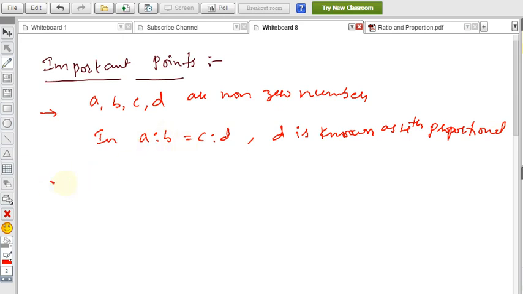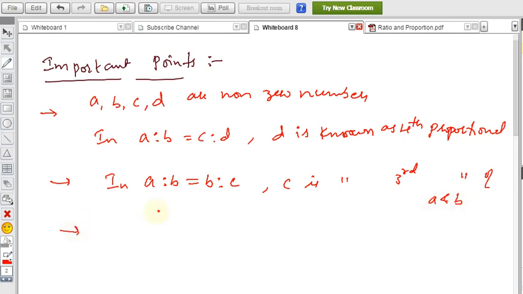And one more: A is to B is equal to B is to C. In this case, C is the third proportional. C is known as the third proportional because in A, B and B, C the means are the same. See, A is to B is equal to B is to C. So C is the third proportional of A and B. From this we can write B square is equal to A into C, because the product of the means is equal to the product of the extremes. So B is equal to root AC.